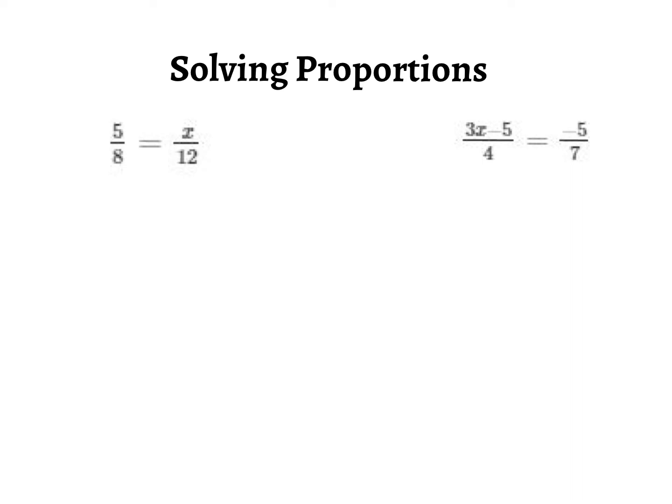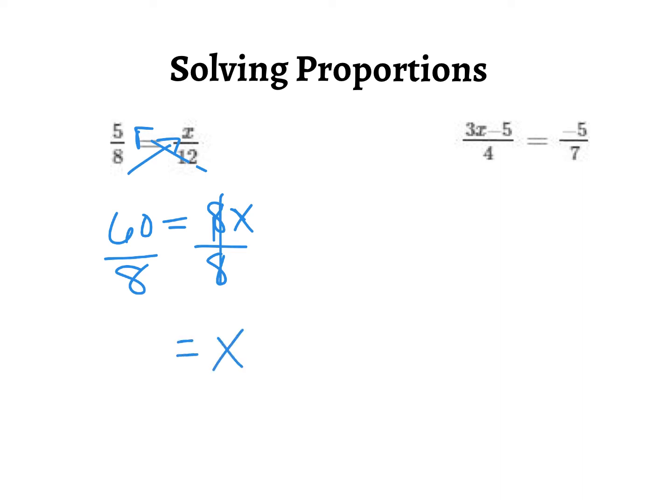So I'm going to multiply 12 times 5, because I'm cross multiplying in my proportion. 5 times 12 is 60. And then on the right side, I have 8 times x. Once you multiply both sides, you divide by 8 to leave x by itself. The 8's cancel, and that leaves us with x equals 60 divided by 8, which is 7.5.